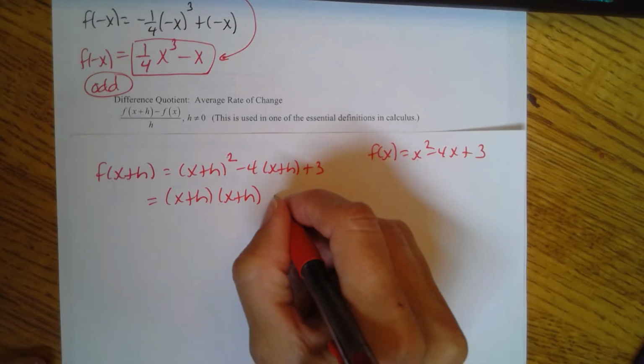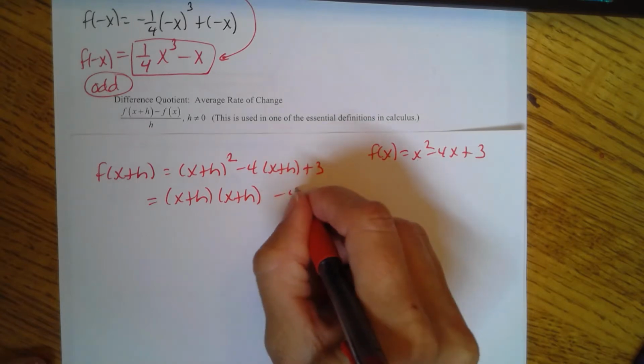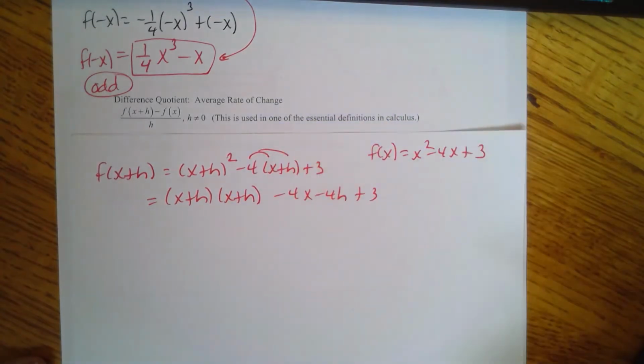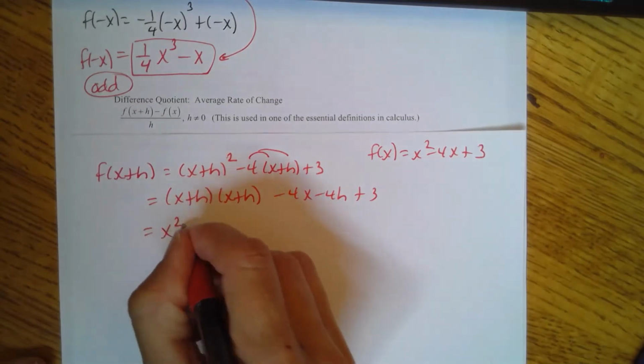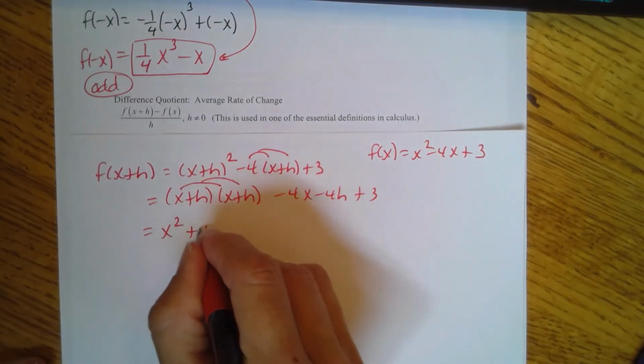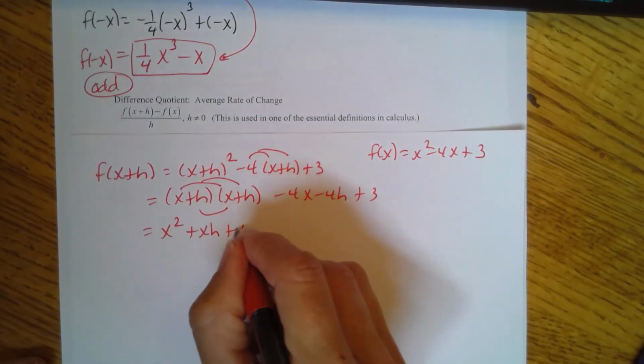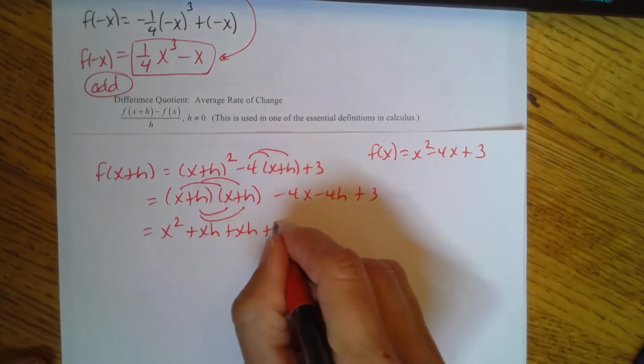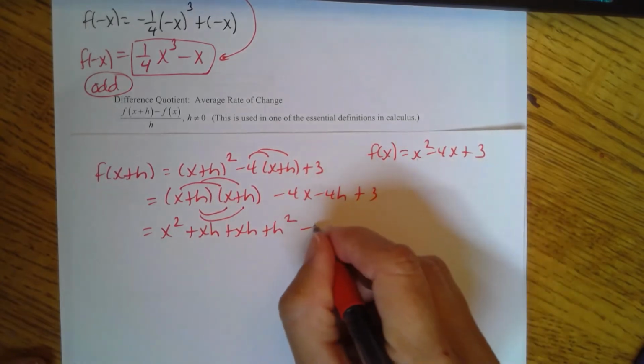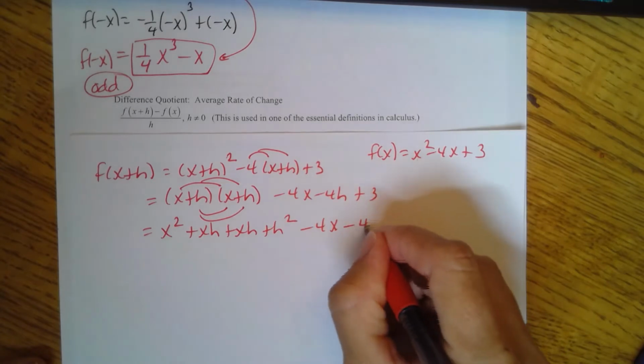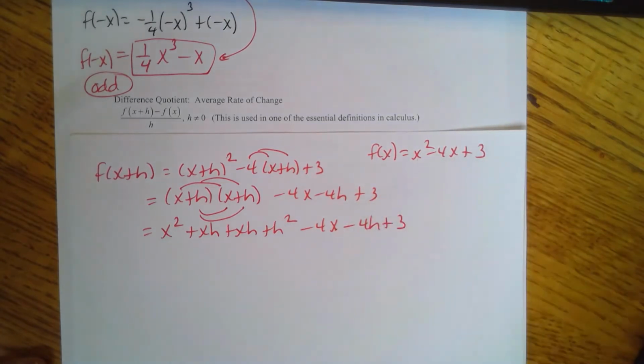Minus 4x minus 4h plus 3. So we just distribute, negative 4. X times x is x squared. Outer gives me an xh. Inner also gives me an xh. And last gives me an h times h, which is h squared. And I still have minus 4x minus 4h plus 3.